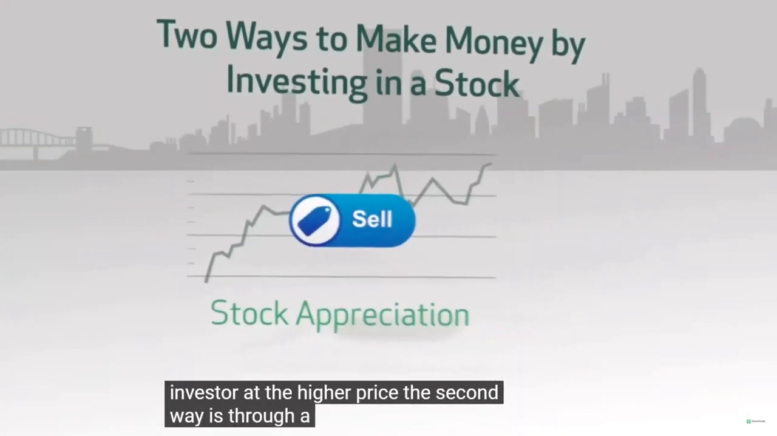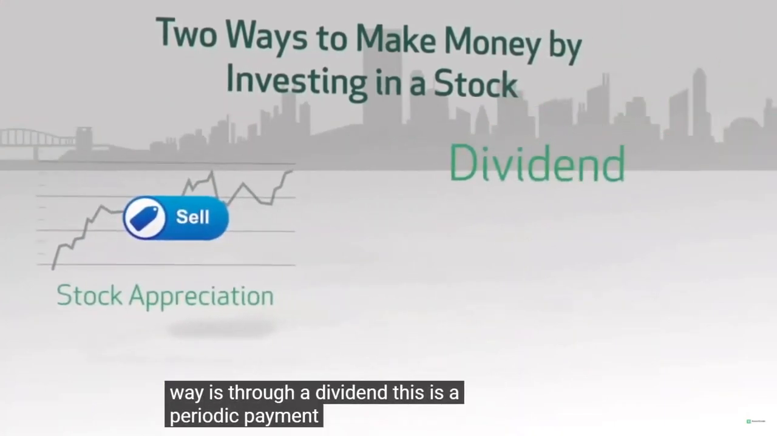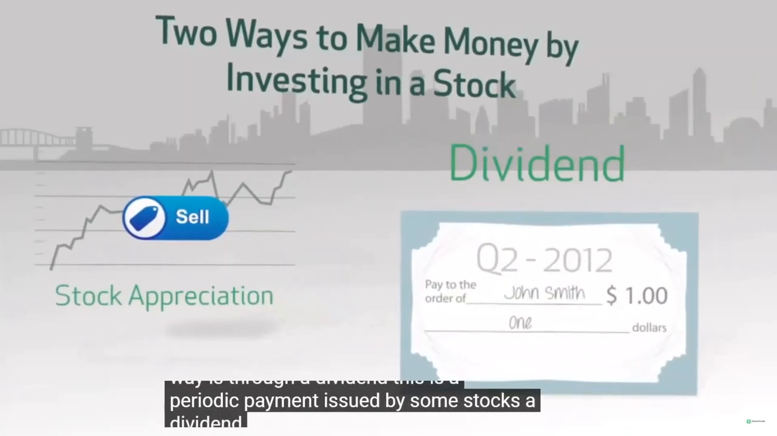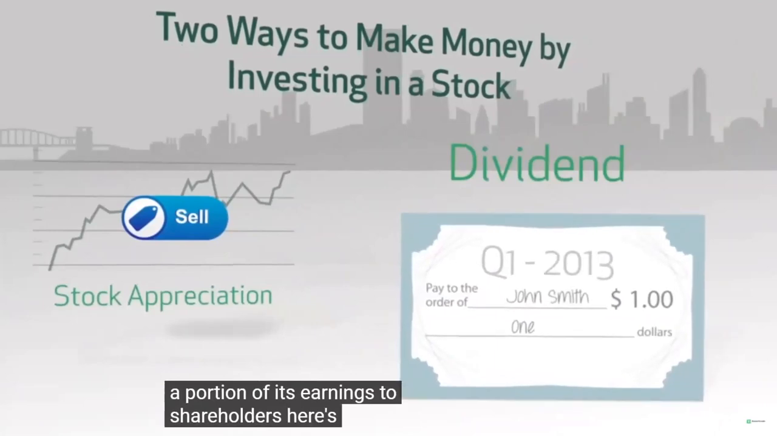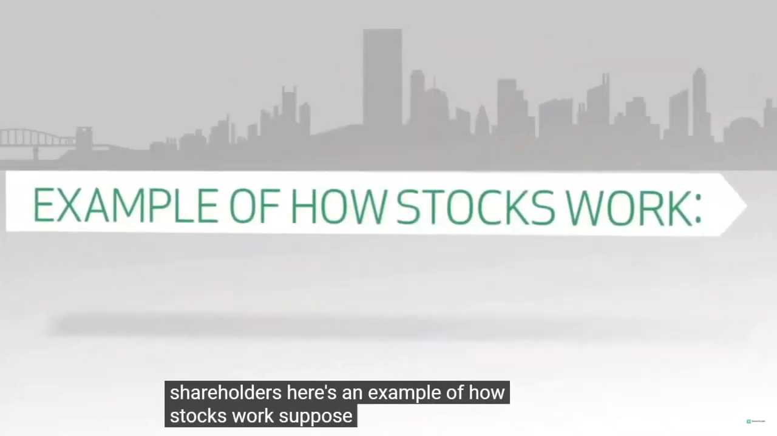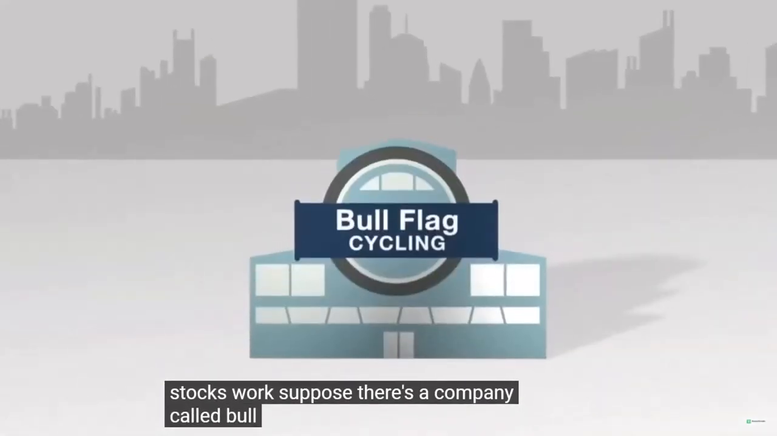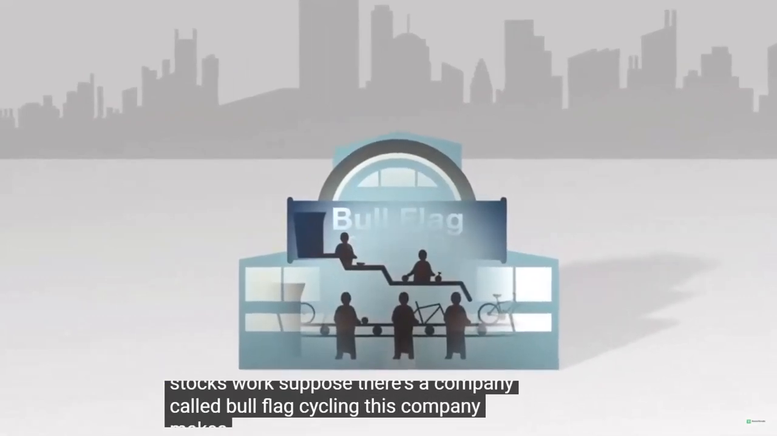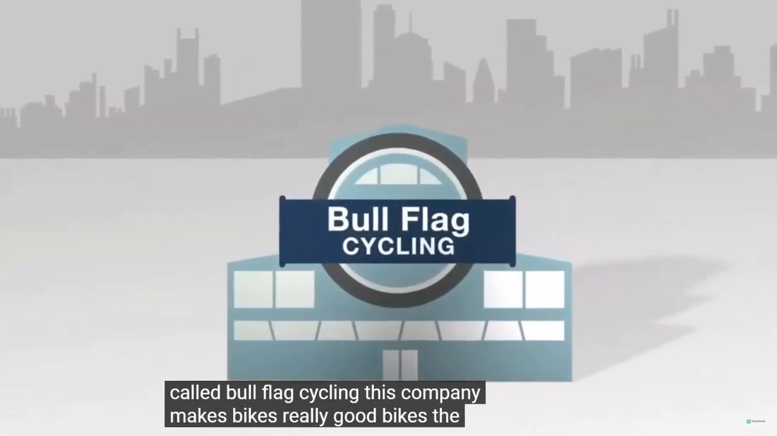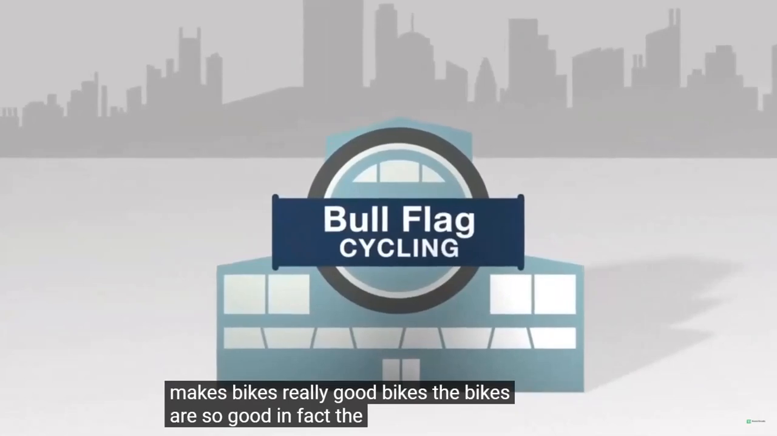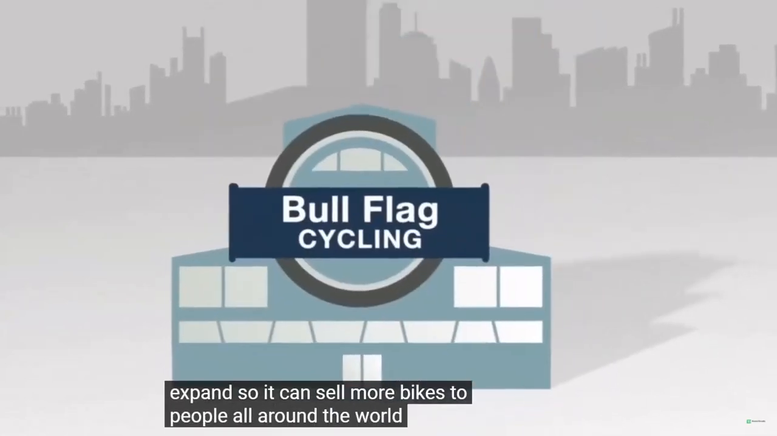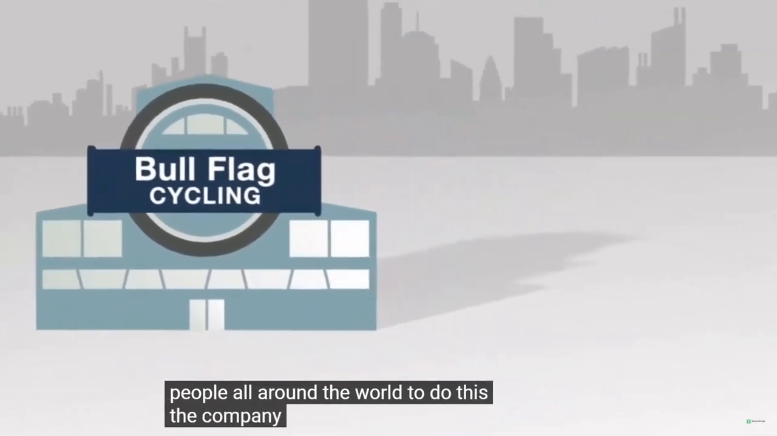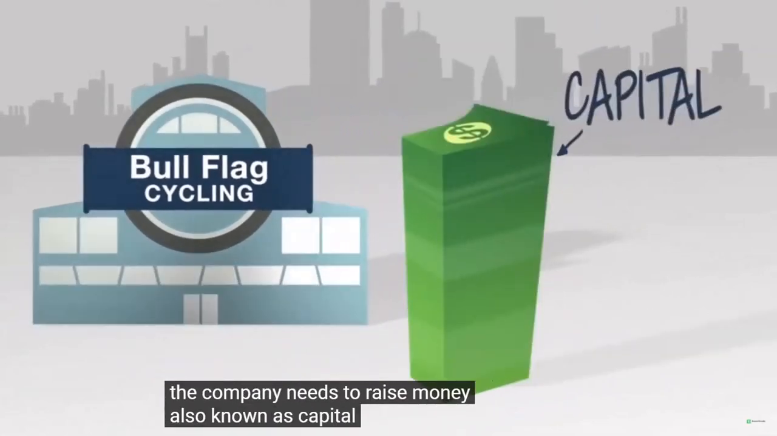The second way is through a dividend. This is a periodic payment issued by some stocks. A dividend is a way for a company to give a portion of its earnings to shareholders. Here's an example of how stocks work. Suppose there's a company called Bull Flag Cycling. This company makes bikes, really good bikes. The bikes are so good, in fact, the company wants to expand so it can sell more bikes to people all around the world. To do this, the company needs to raise money, also known as capital.